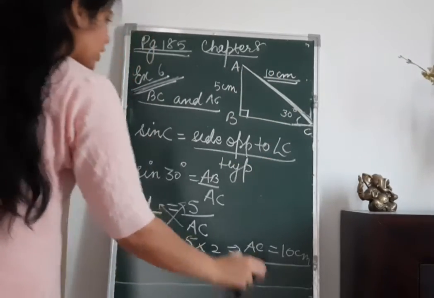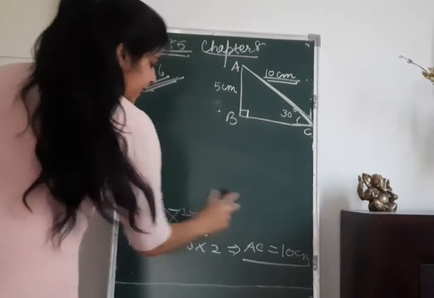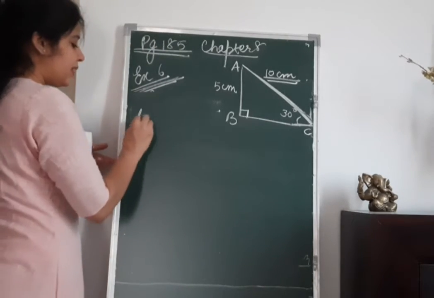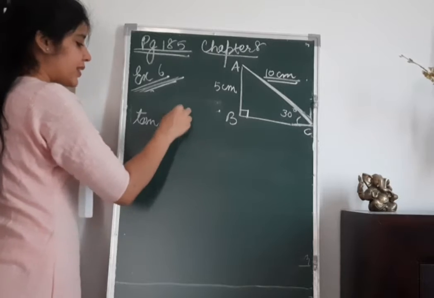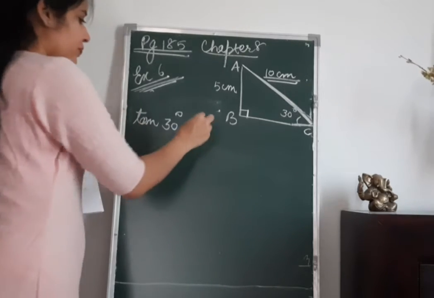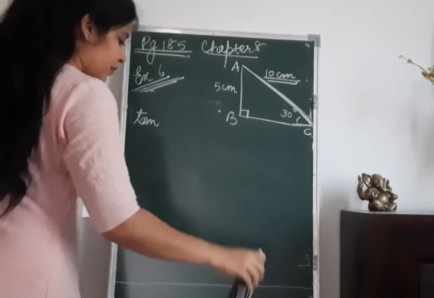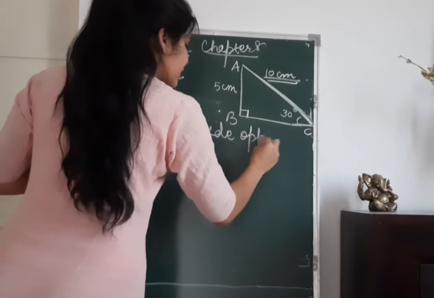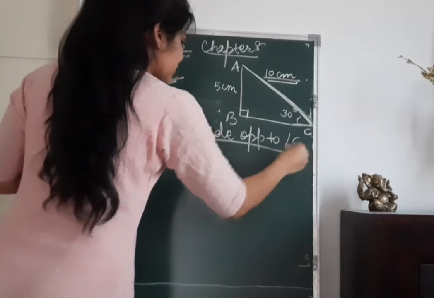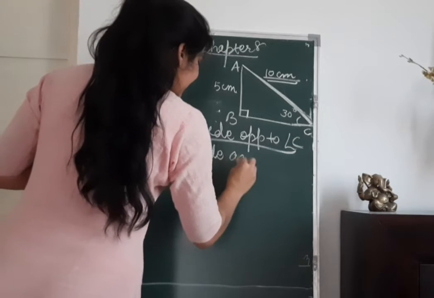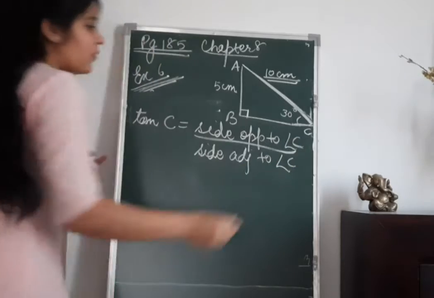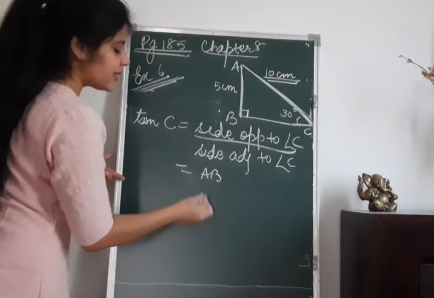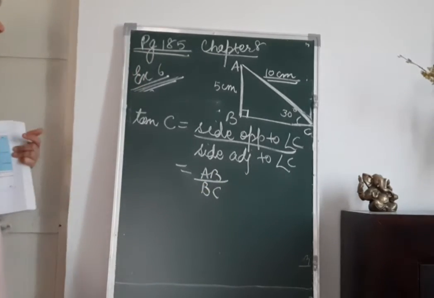How are we going to find out the value of BC? See, there are two methods for finding out the value of BC. Let's discuss both the methods. One method can be, let's do this with this method. Tan of 30 degree will be what? Or you can say tan of angle C will be what? Side opposite to angle C upon side adjacent to angle C. Which side is opposite to angle C? AB. And which side is adjacent to angle C? BC.